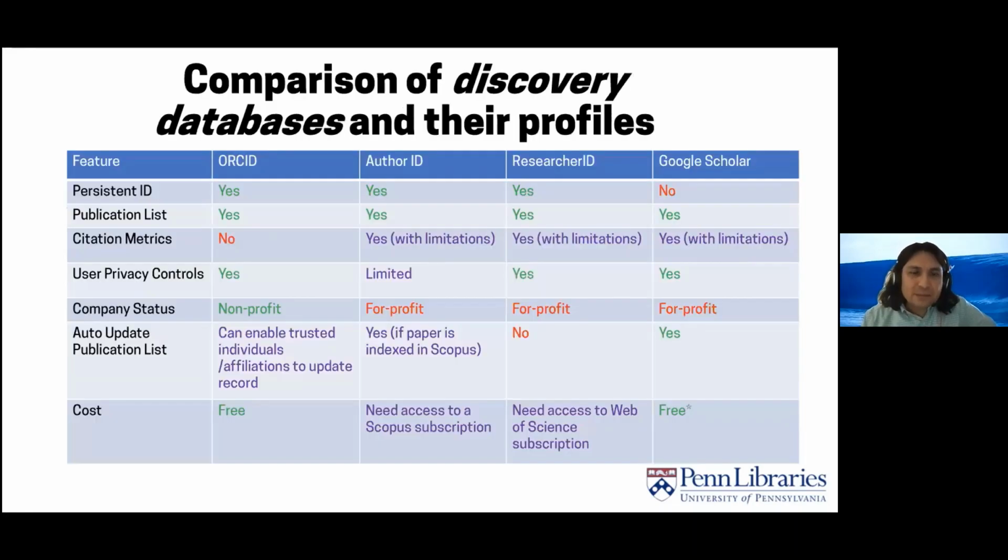All right. So this is an overview of what I've discussed so far. What are some of the features of discovery databases? Although, okay, ORCiD is not really a discovery database, but I'm putting it there just so you get an idea of how it compares with the other ones. And hopefully this table will help you make some decisions in case you want to pay attention to one profile over another.